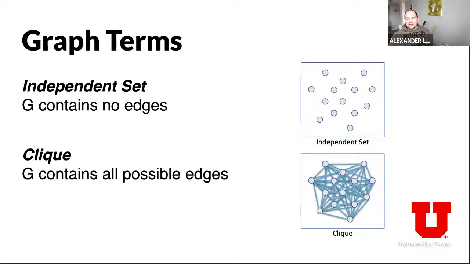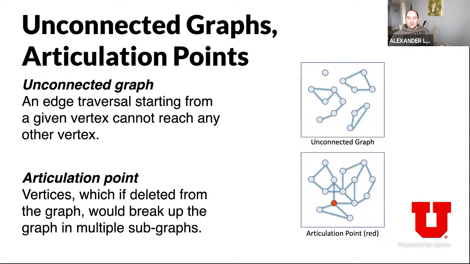We can also have some other terms, like an independent set, which is a graph that contains no edges. A clique contains all possible edges, so it's completely connected. Every node has a connection to every other node. Then we can have unconnected graphs where we have components of the graph that are not connected, and so you cannot visit each vertex by just traversing along edges.